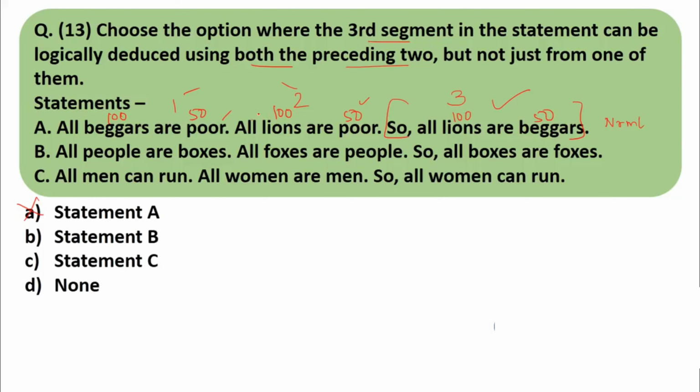Okay. Moving on to the next one. All people are boxes, all, 150. Again all, 150. Again all, 150. This is the conclusion: all boxes are foxes. Here it is box, here it is fox. The common between these two sentences is people. Is one people 100? Yes, this is 100. And one is 50. So we can go ahead. Now let us start.